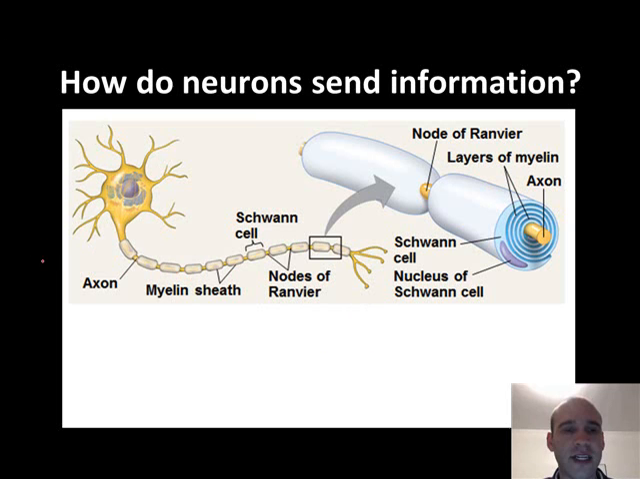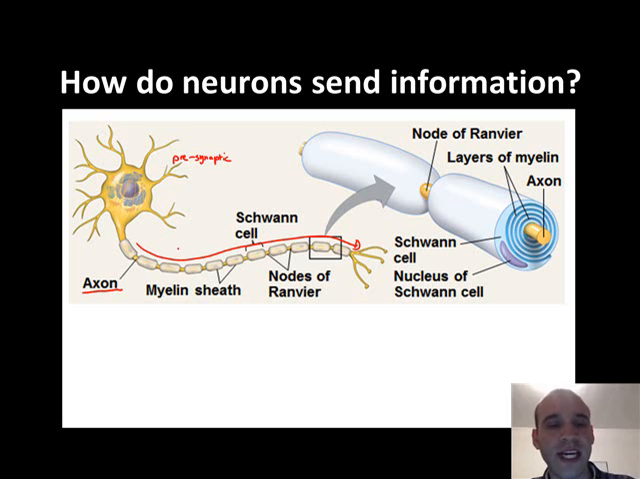So how do these neurons send information? Again, we're sending that information down the axon. So if this was the presynaptic cell, the information will travel down the axon, and then here this would interact with the postsynaptic cell.